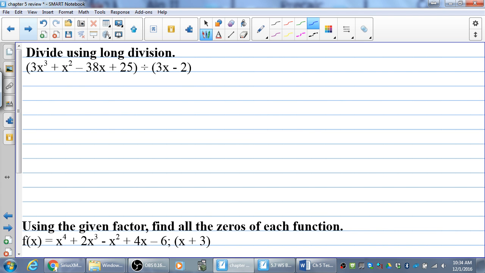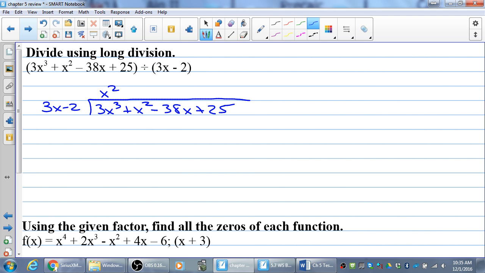Divide using long division. 3x minus 2, that's on the outside. Feels like we did this a long time ago, doesn't it? Hopefully the numbers don't get too big. We have to multiply 3x times x squared to get 3x to the third. So we just worry about the first one. What do we multiply to get that? Then whatever happens after that, we just deal with it.